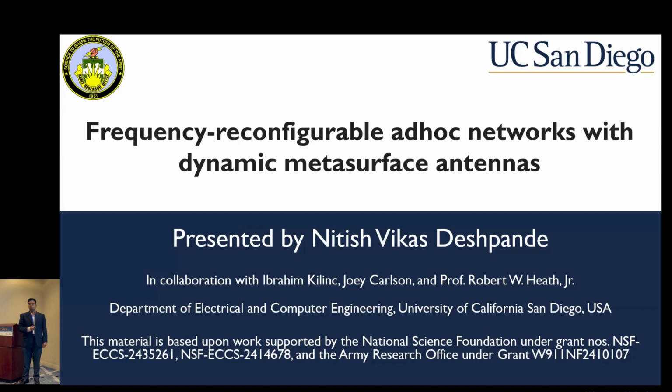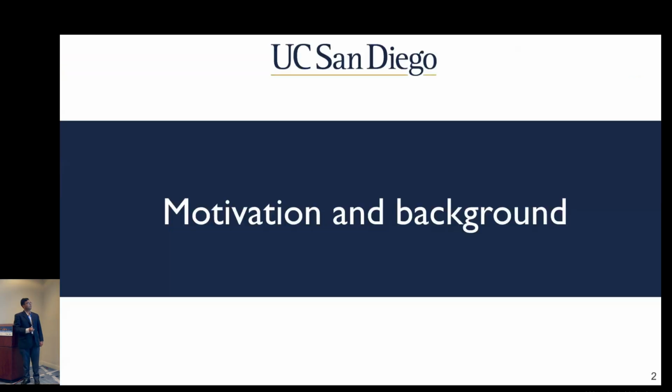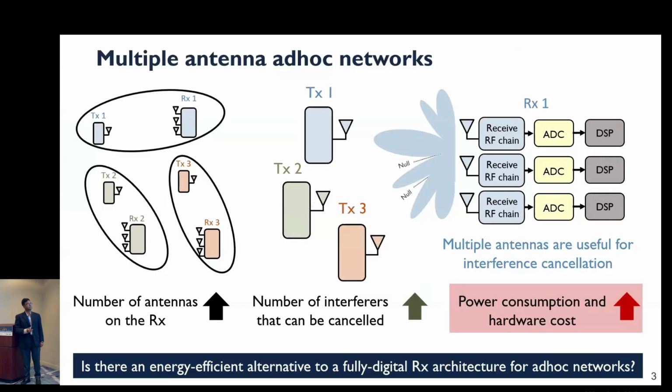I will start by discussing the motivation and background for this work. To begin with, I will discuss some background on multiple antenna ad hoc networks. In this work, we assume an ad hoc network where there are multiple transmitter-receiver pairs which operate simultaneously on the same frequency resource. As these pairs operate simultaneously on the same frequency resource, there is the problem of interference. And we are focusing on a single hop network where there is a single link between TX and RX.